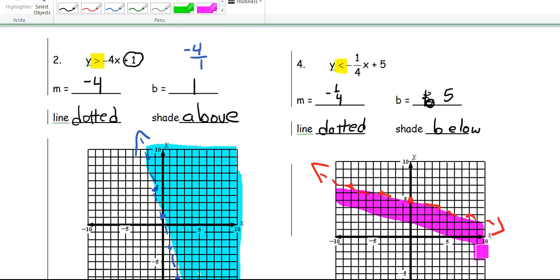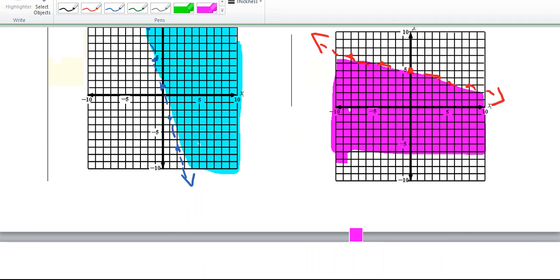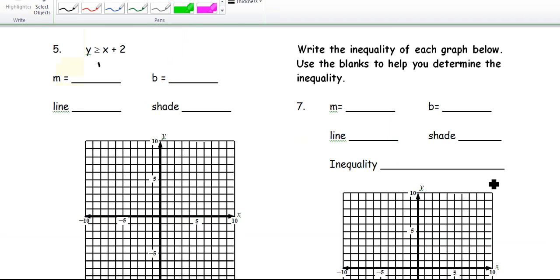So anywhere in the shaded area will work, up to but not including the line, because the dashed line tells me that points on the line don't work. If it's solid, they work. If it's dashed, it has to be only the shaded area.